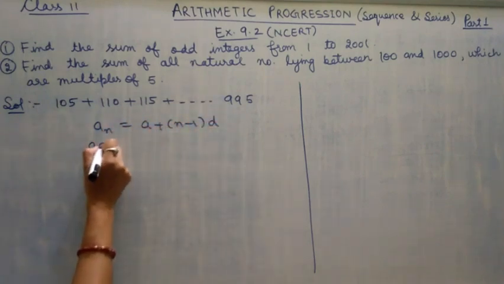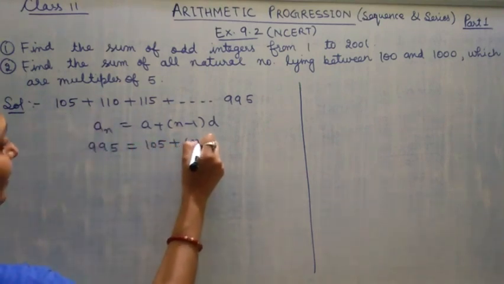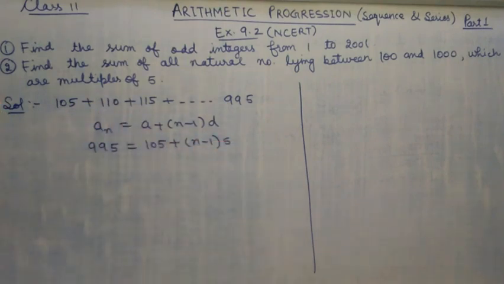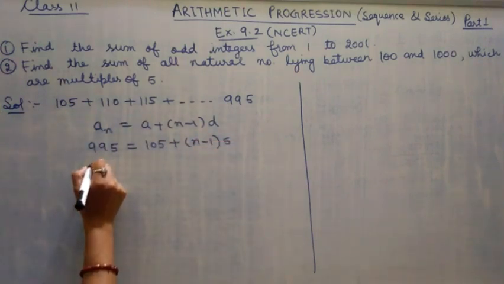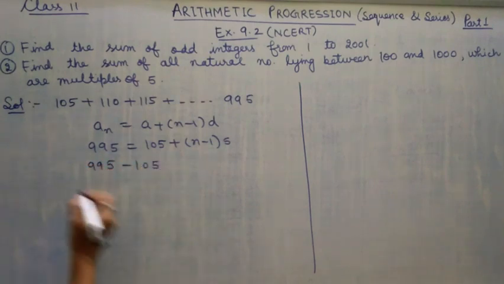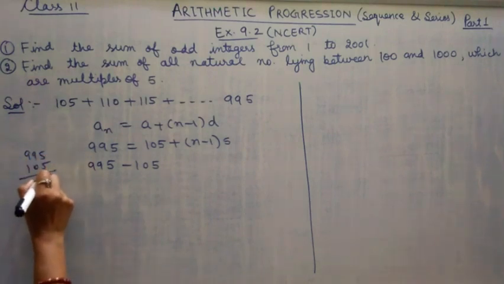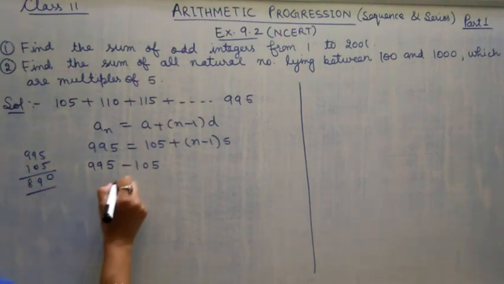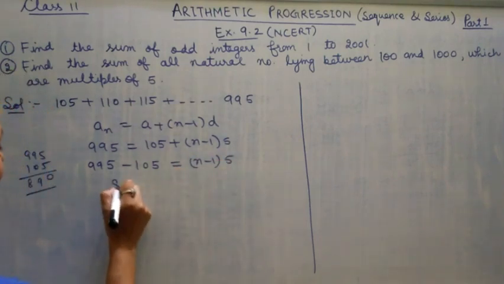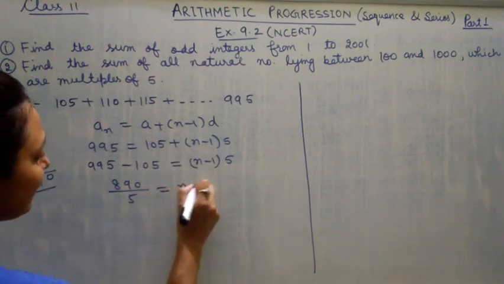An is 995, a is 105, plus n minus 1 into d, and you subtract these two, that is 5, right? This is 995 minus 105, that will equal 890. So this is n minus 1 into 5. Then 890, I will divide by 5. That is equal to n minus 1.